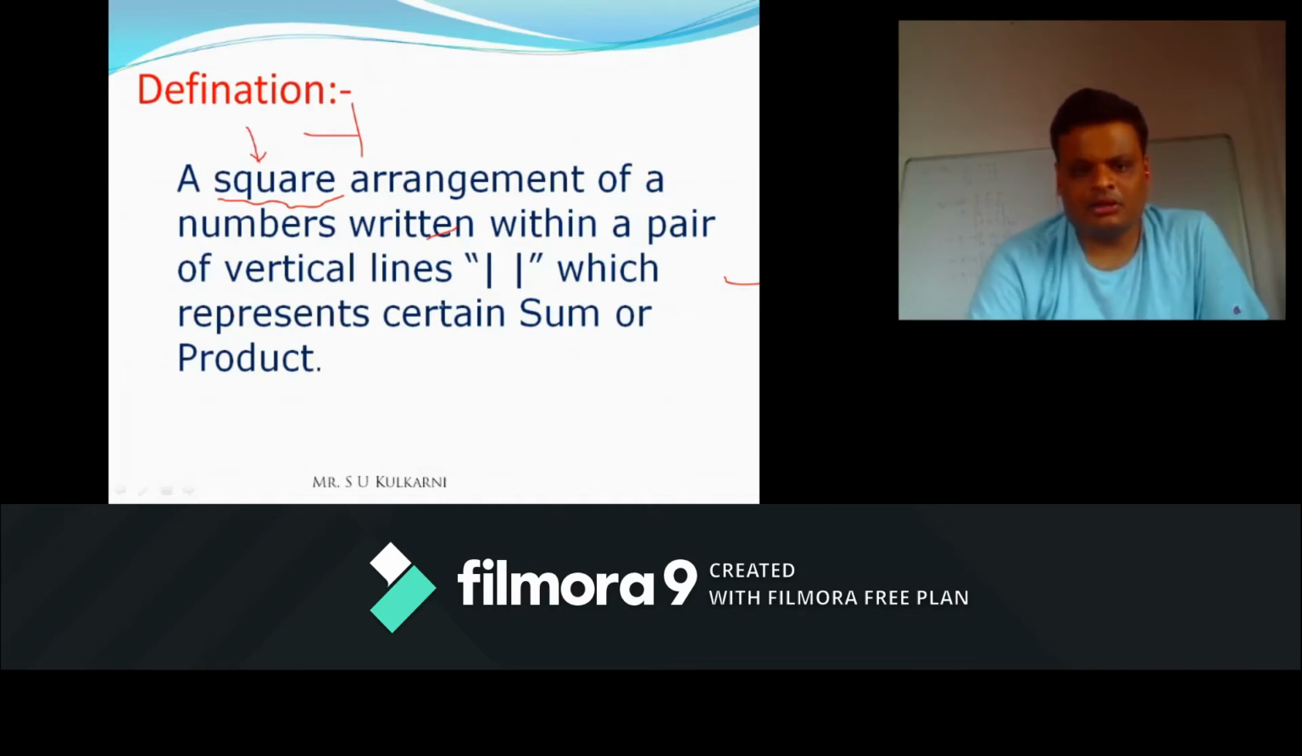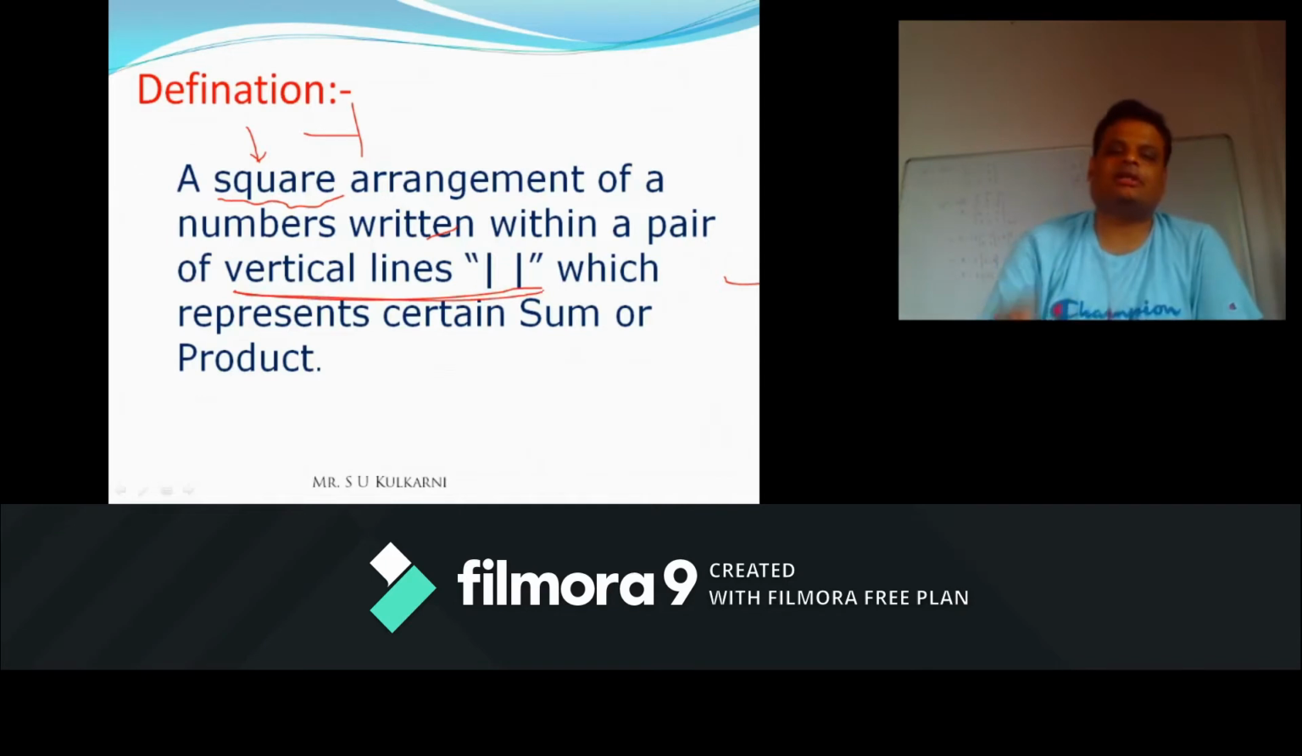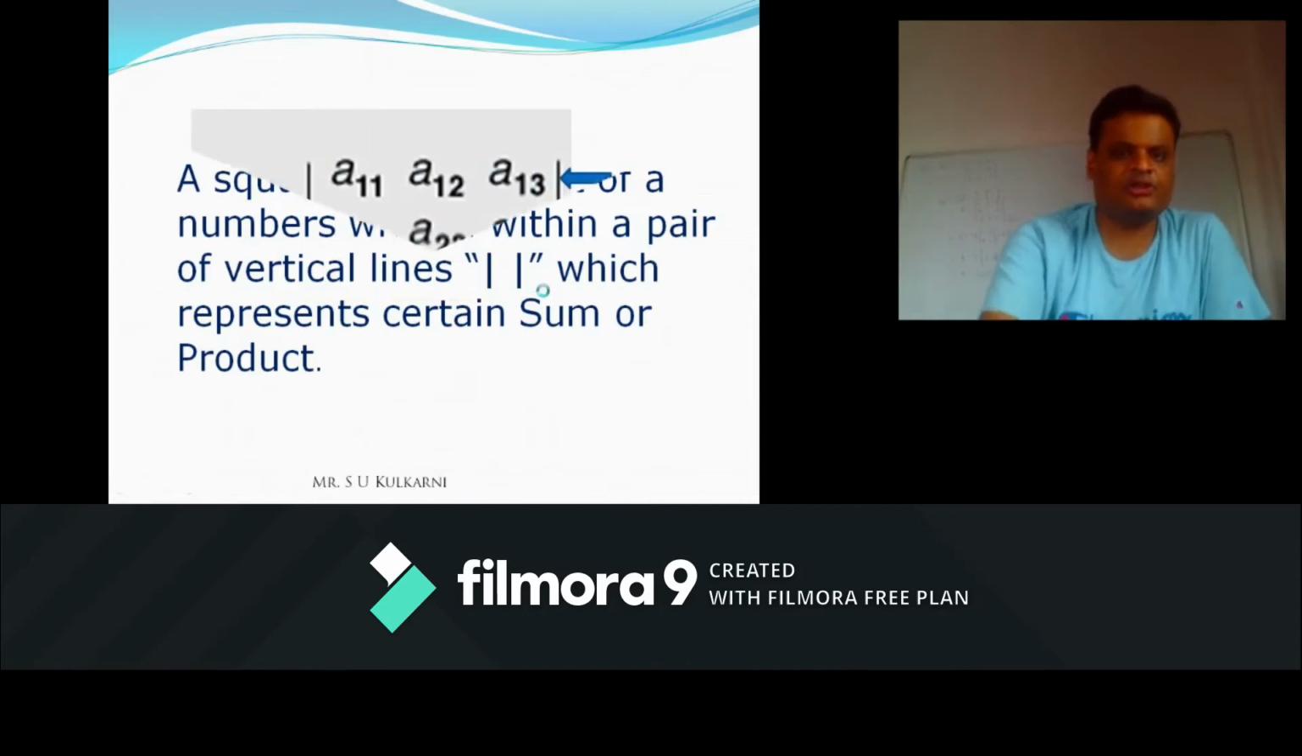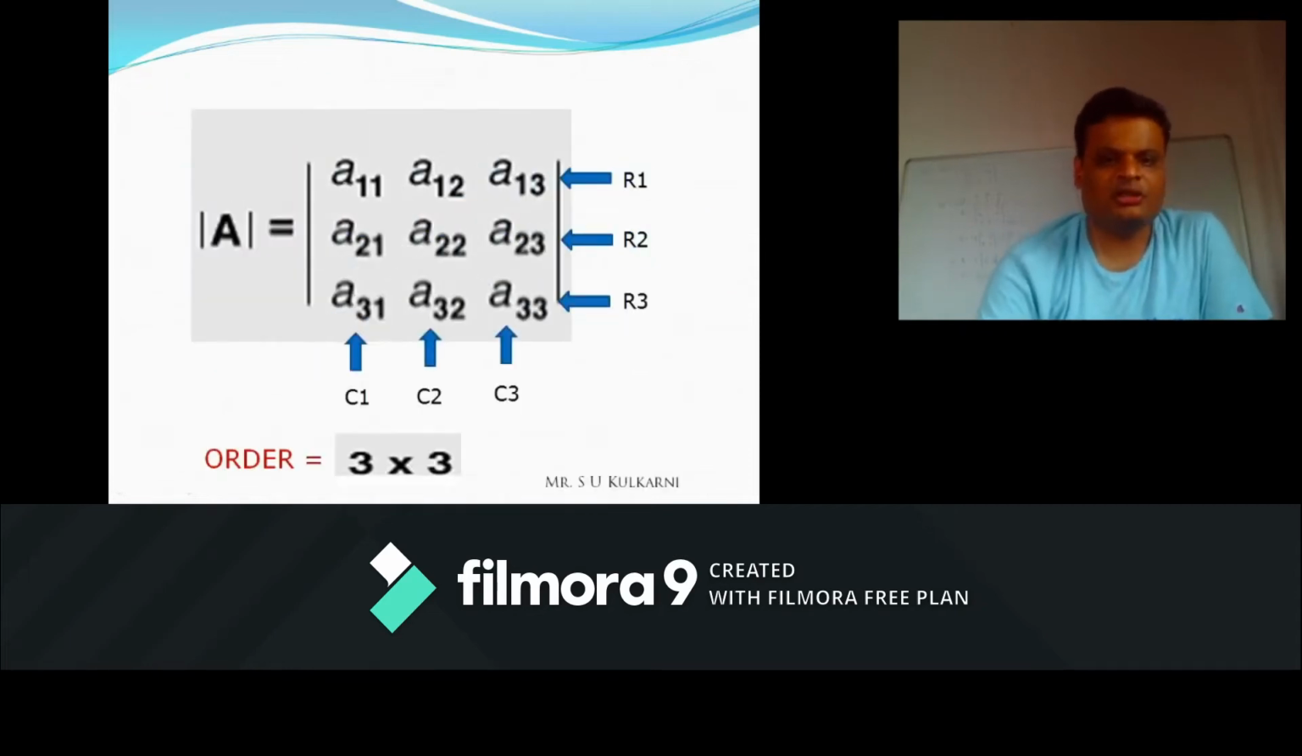The next part is that the determinant is shown in between two vertical lines. The elements lie within these two vertical lines. Now how it is denoted, see this one. This is the notation. Determinants are denoted by capital letters. You can denote it by capital A, capital B, capital C, and so on. And here in these two vertical lines you have elements. If you see the number of elements, you have a total of 9 elements over here.